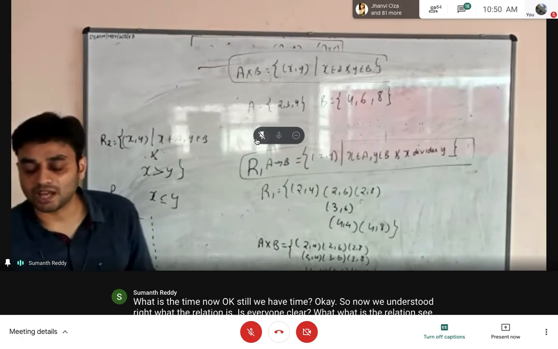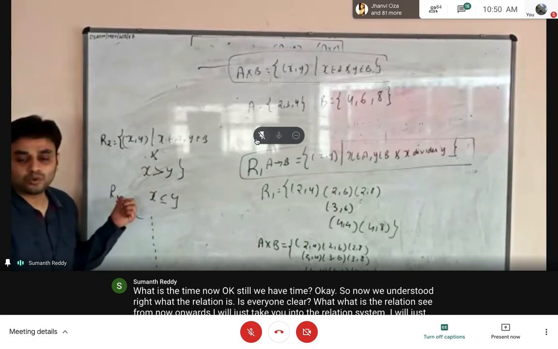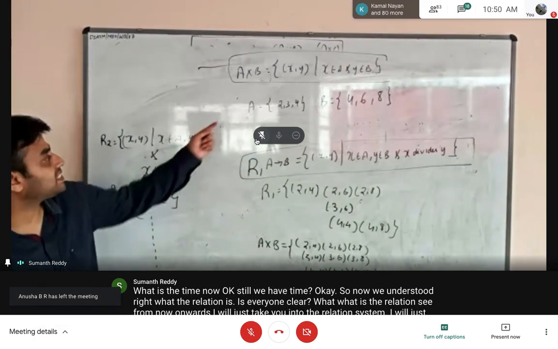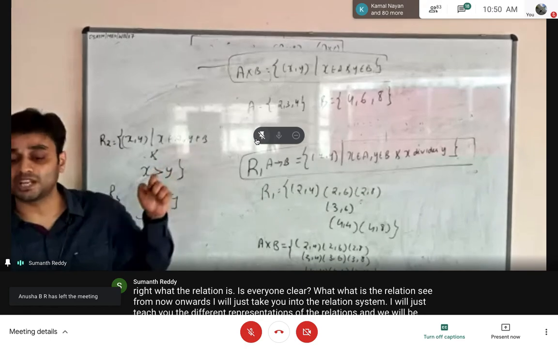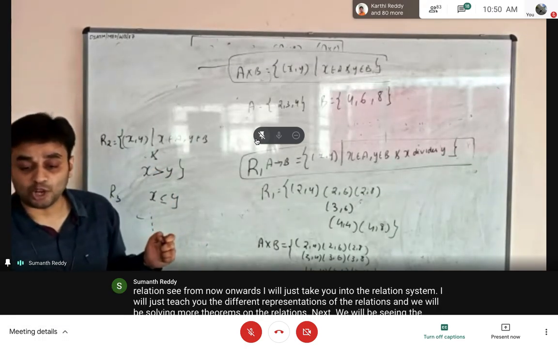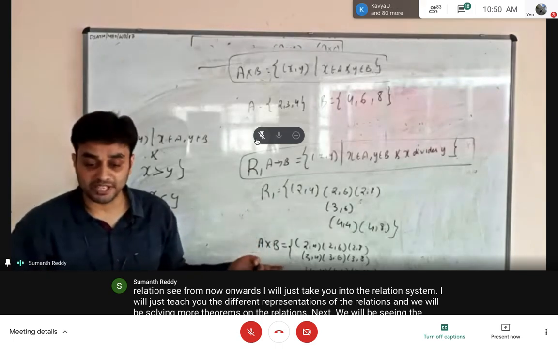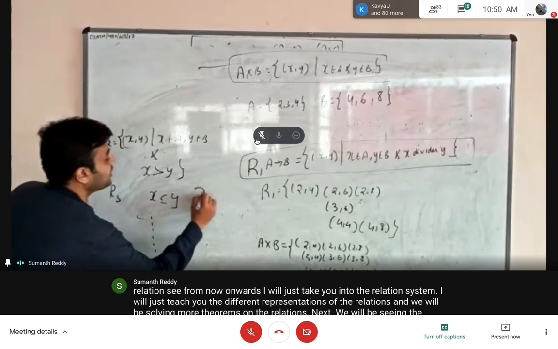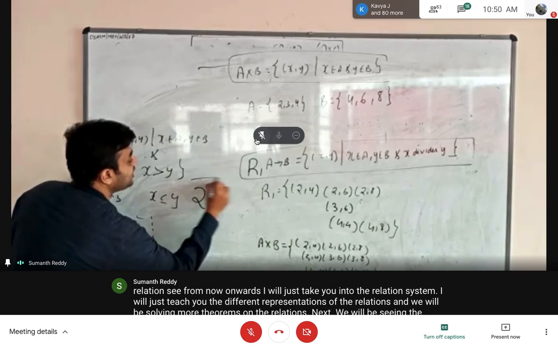For that, we have a formula. Suppose R1, R2, all these relations are defined between set A and set B. If I know the number of elements in set A and the number of elements in set B, how many possible relations can I define from set A to set B? That is given by the formula 2 to the power of m into n. This is very much important.